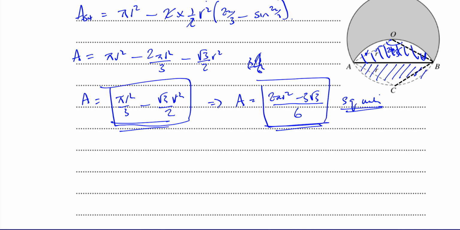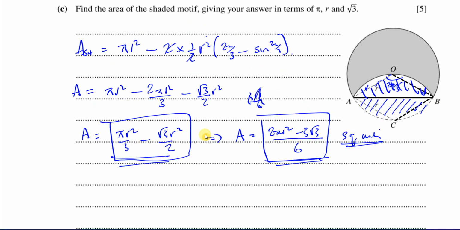And that's an r there. Let me write it, my writing is a bit messy, sorry about that. So that's pi r squared over 3, and that's minus root 3 r squared over 2. So pi r squared over 3 minus root 3 r squared over 2. That's the answer to part C.